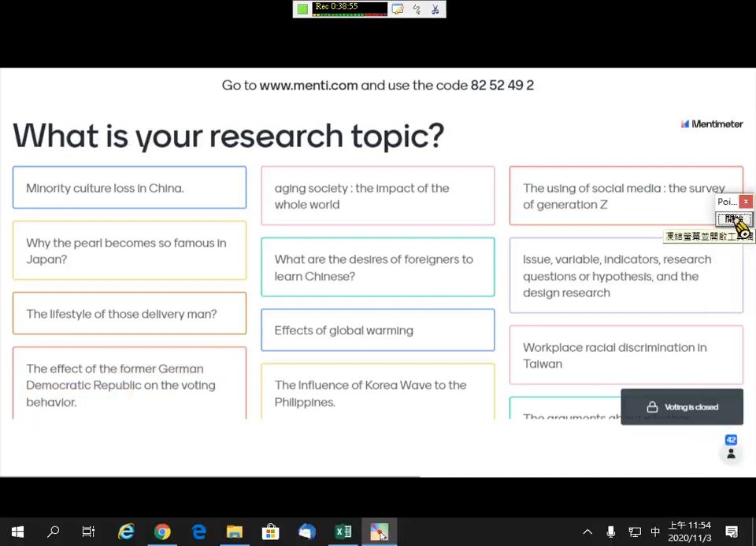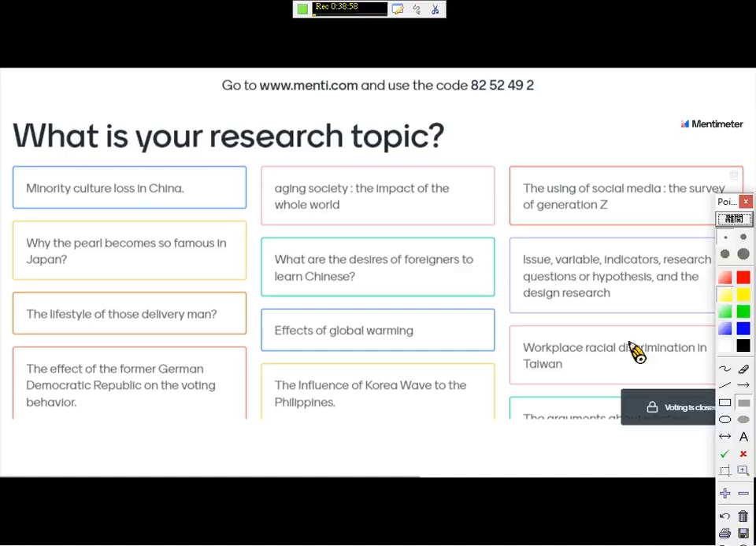And let's look at aging society. Aging society, the impact of whole world. This is very huge, because you are talking about, let's just think about when you have a research topic, you need to ask one question. Can you have the answers by reading books? If you can review literature and you know the ideas of the aging society, then you do not have the study, right? But you can do something.